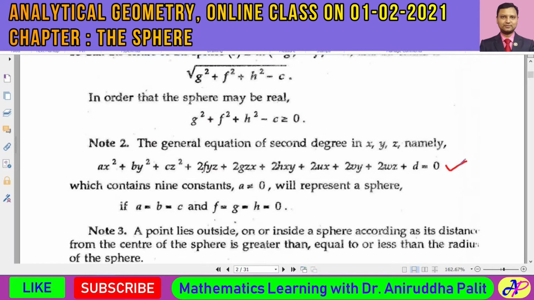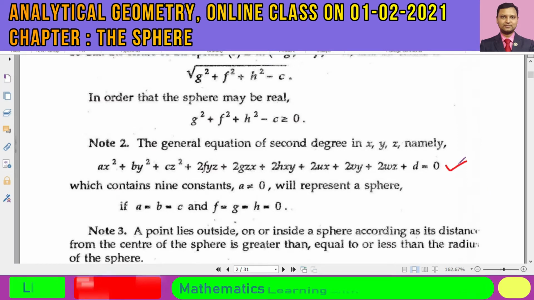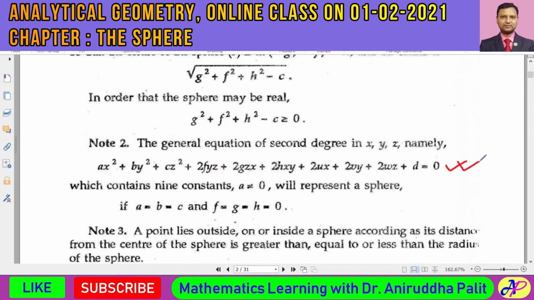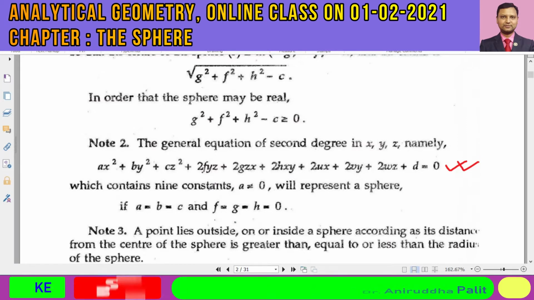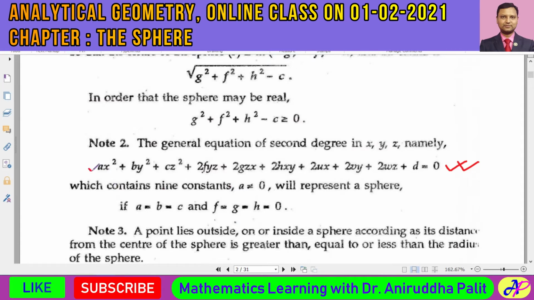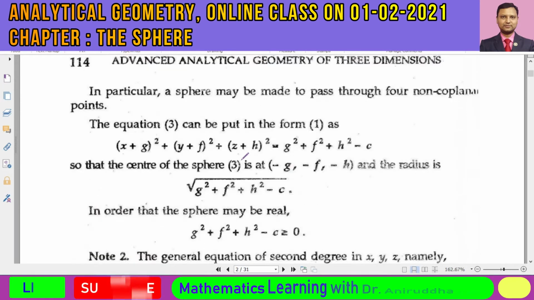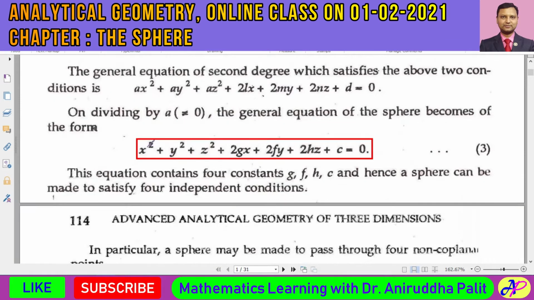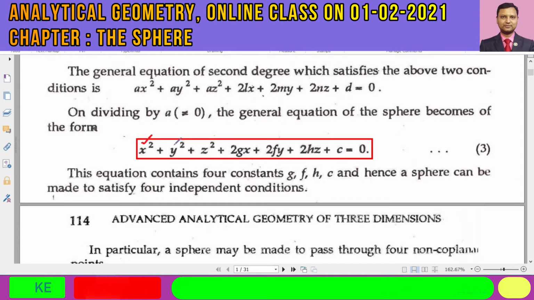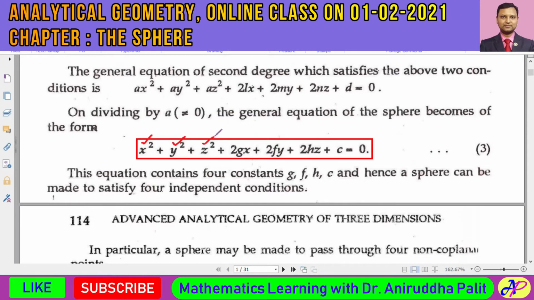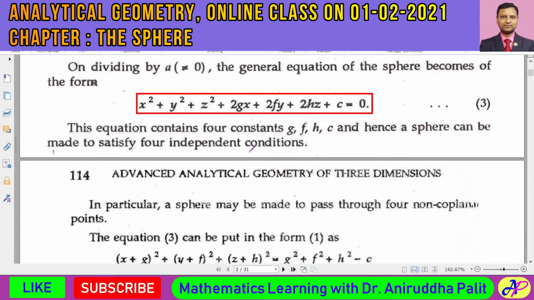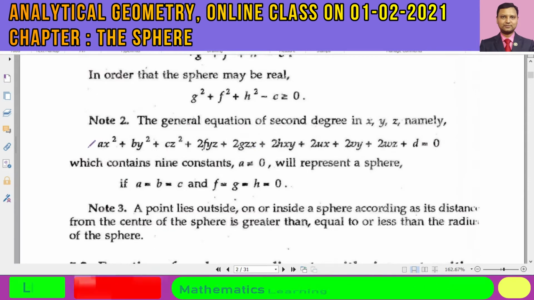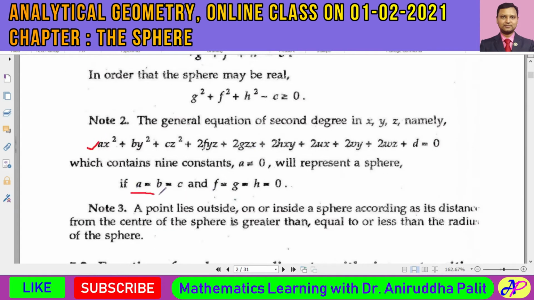So if you compare the equation of the sphere with this equation, then you see over here this coefficient a, this coefficient b, and this coefficient c should be same. Over here, if you look at this expression, all these coefficients of x square, y square, and z square are the same. Even over here, all these coefficients are equal to 1. So over here, all these coefficients must be same. A, B, C must be same.